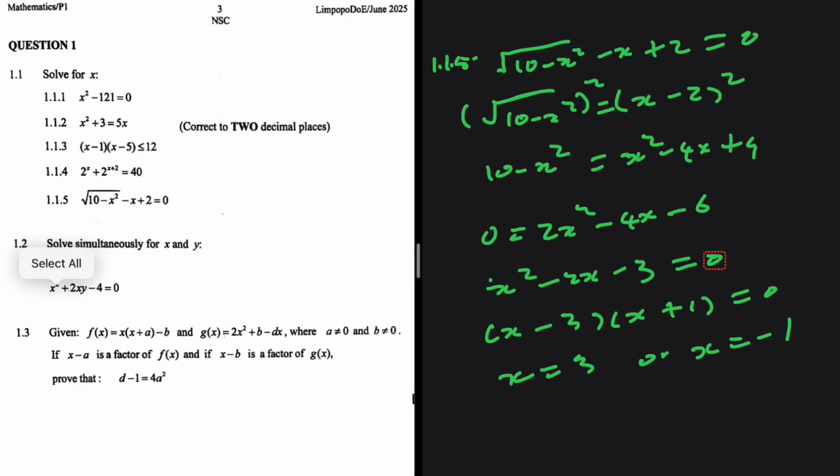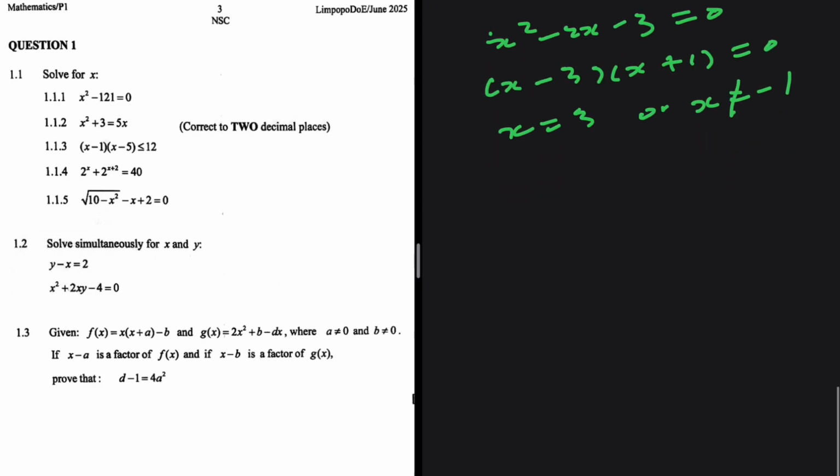But we have to substitute these two answers back into the equation, because when you square both sides, you introduce solutions that are not necessarily true. When you substitute minus 1, you are not going to get the 0. So minus 1 is not a solution to this equation. It is a solution to this, but it's not a solution to that which we started with.